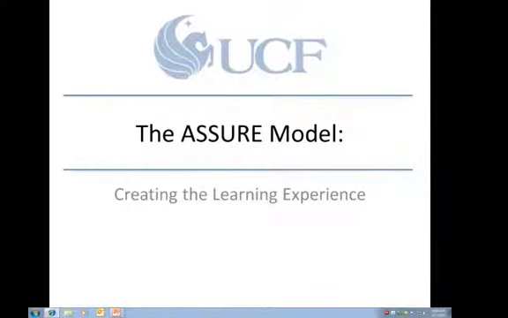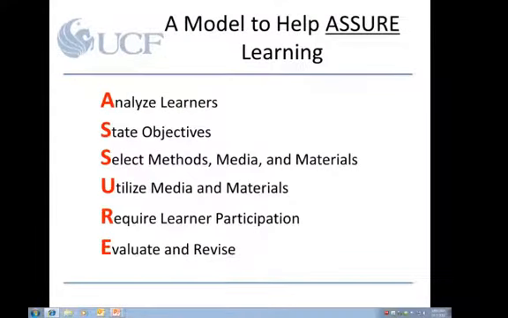So now let's take a look at the ASSURE model. The ASSURE model is the model we're going to focus on for this course, and it really focuses on the development of effective learning environments using media.